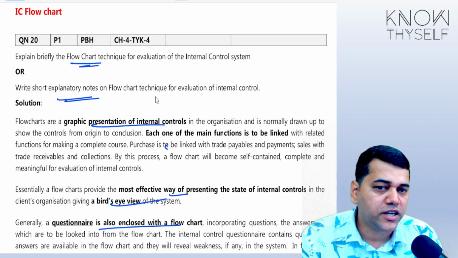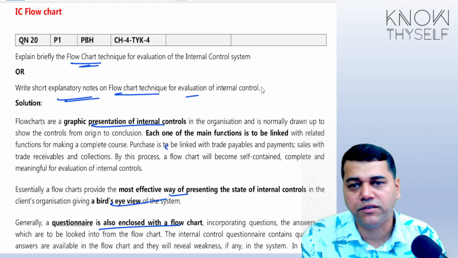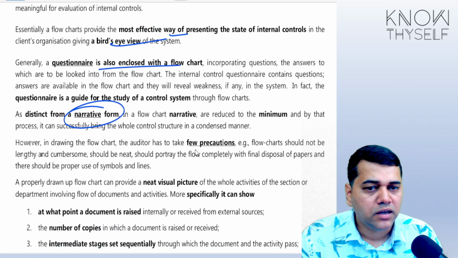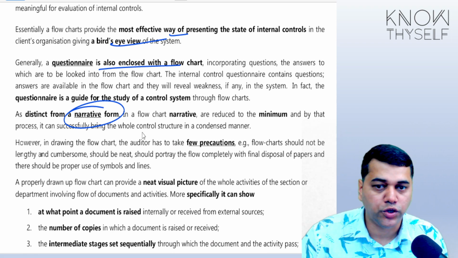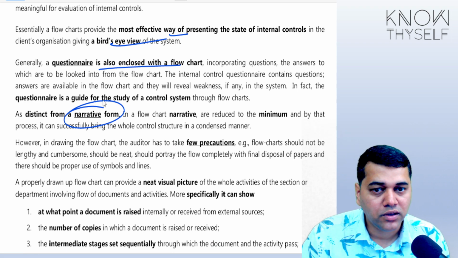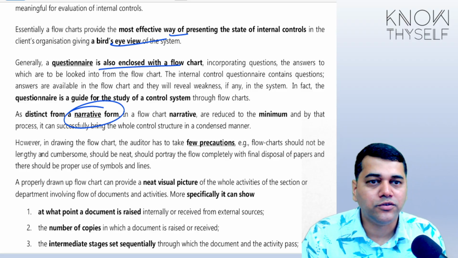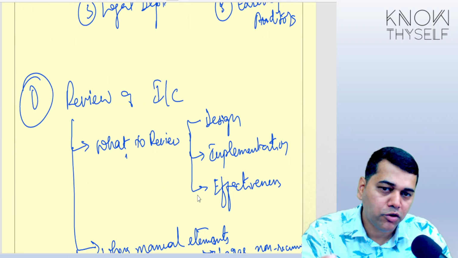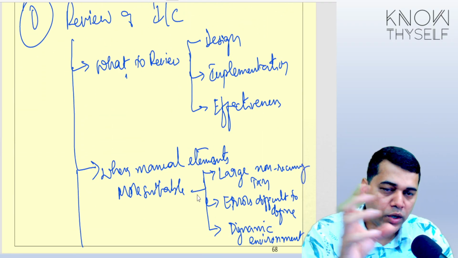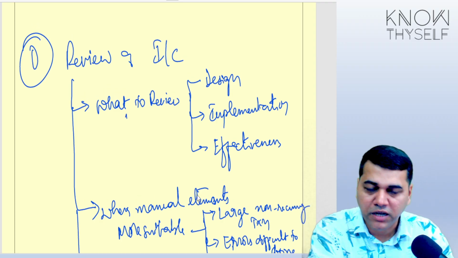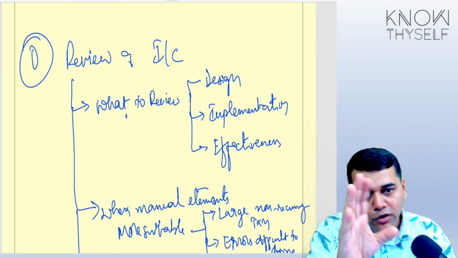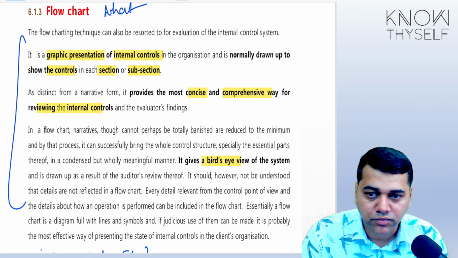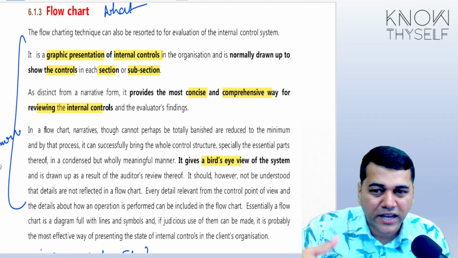Write short explanatory notes on the flowchart technique for evaluation. It is distinct from the narrative form. Narrative form means you write in the form of a story. Everything you write, notes, no? You see, students, we are doing a mind map. What is this? A flowchart. You see the amount of clarity it brings. Won't it tell you how it will move from one place to another? Will you get this idea if you read this? No, this is called a narrative. That means you explain like a narration.